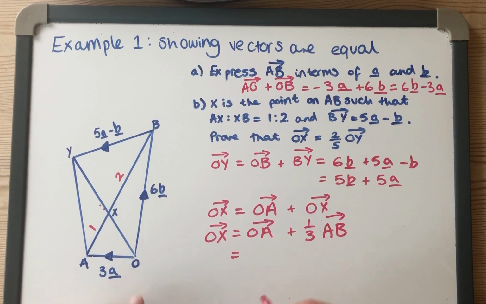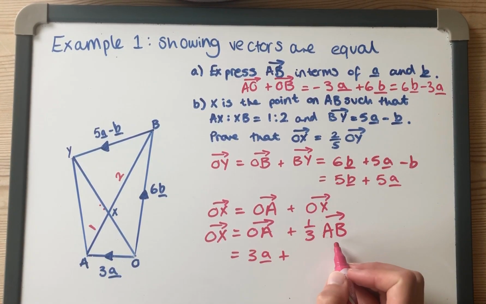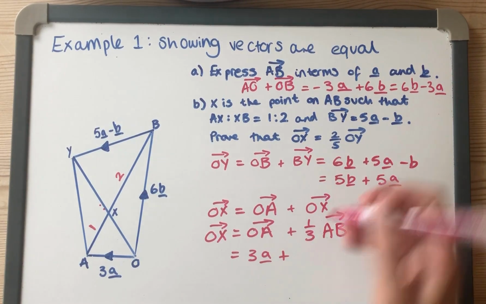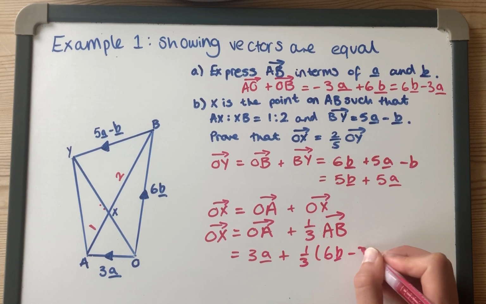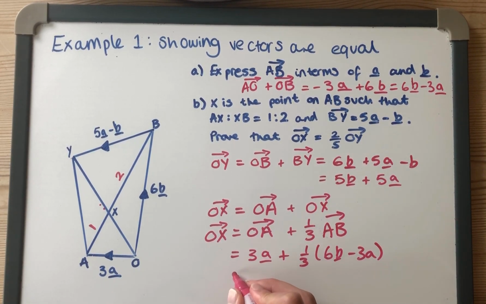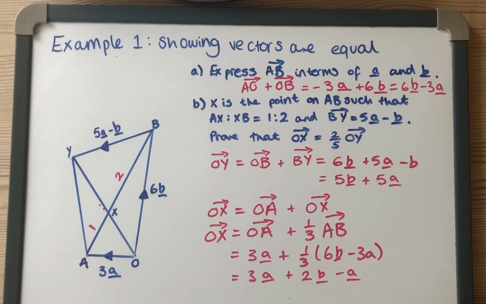Now OA is really nice and easy, that's just 3a. Then 1/3 of AB: we worked out AB up here, so I want 1/3 of 6b minus 3a. So that is 3a plus 2b minus a, which altogether is 2a plus 2b.